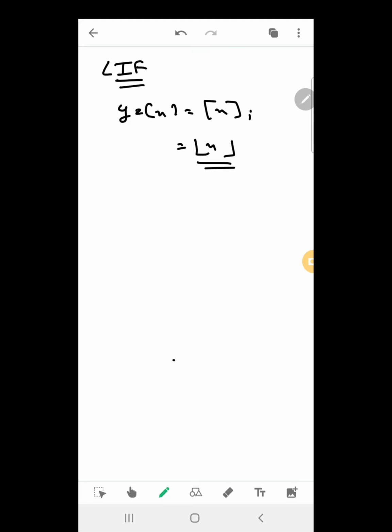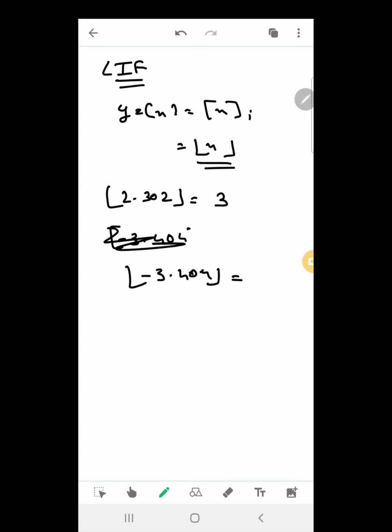So basically if you have 2.302, then the ceiling will be equal to 3. And for minus 3.404, the ceiling will give you minus 3. Clear? Getting my point? Okay, so this is the part.